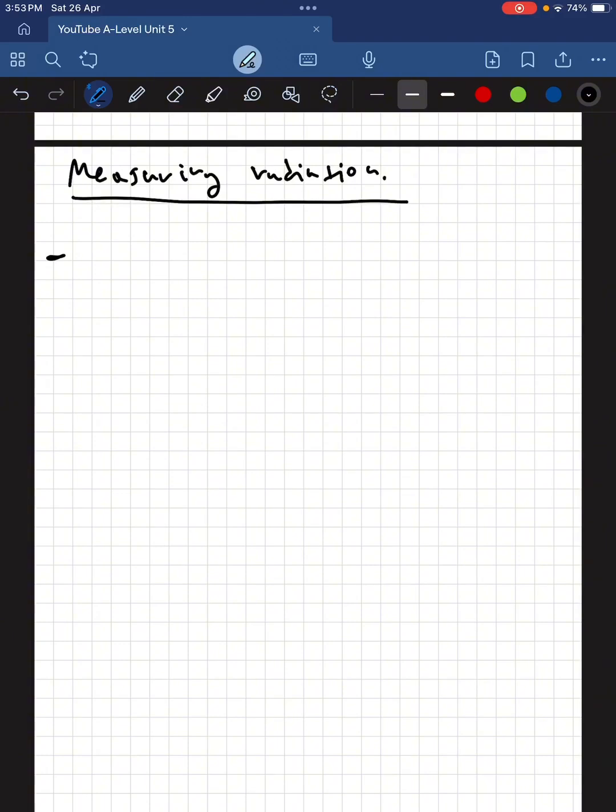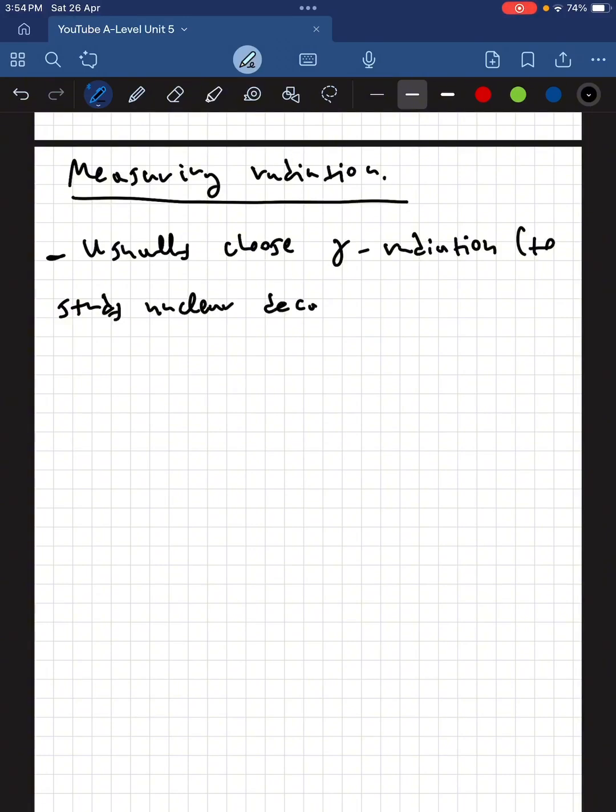So to measure radiation, to study this decay law, we usually choose gamma radiation to study nuclear decay, because it's not easily absorbed by the environment. So your results will be exact. This is what I mean, because it's not absorbed.